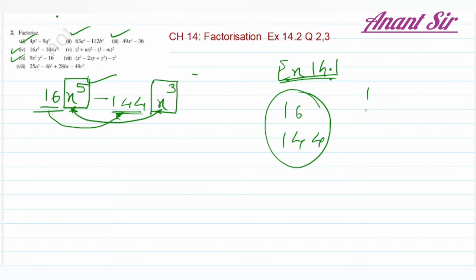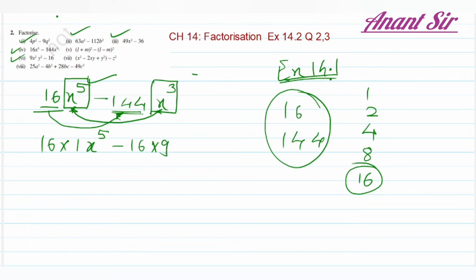Both of them can be divided by 2. Both of them can be divided by 4. Both of them can be divided by 8. And both of them can be divided by 16 also. So the greatest common divisor is 16. So I can use the formula: 16 times 1 with x raised to 5 as it is.